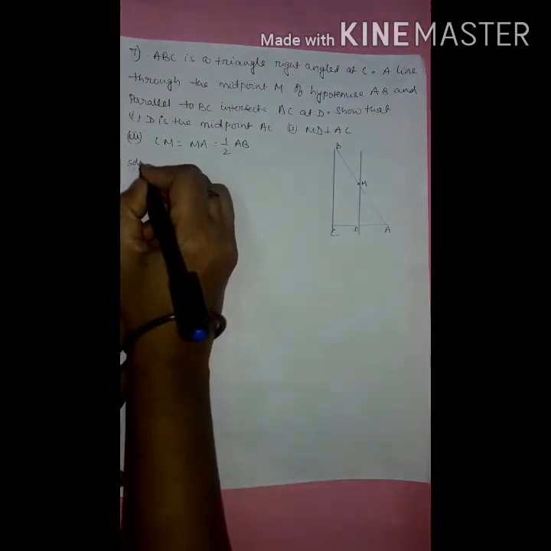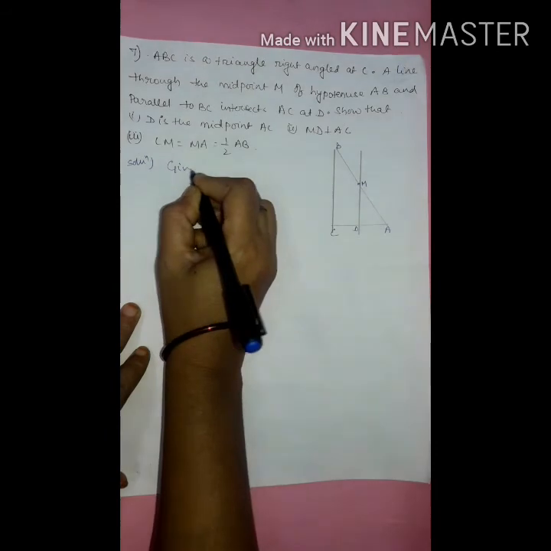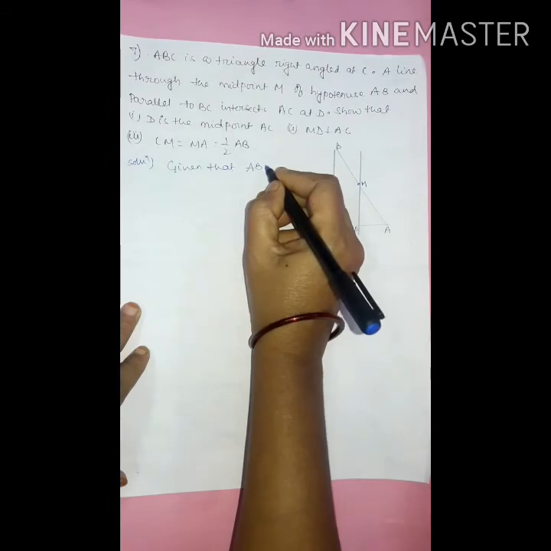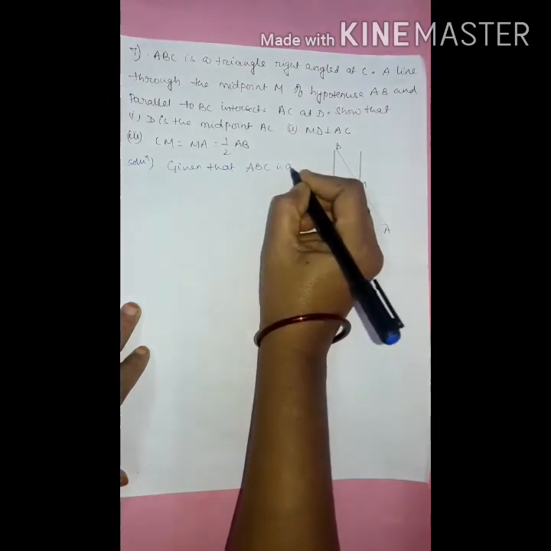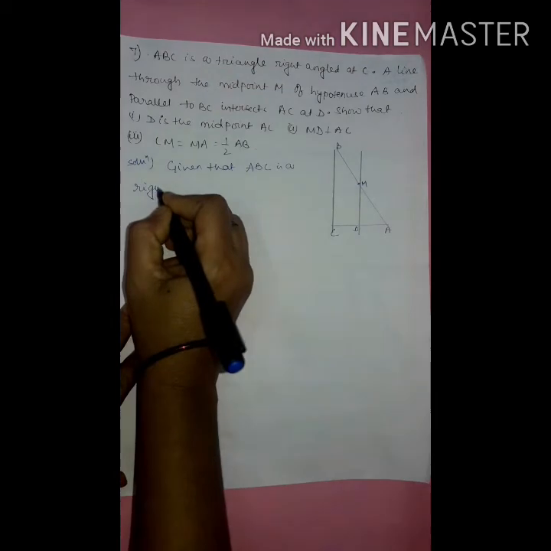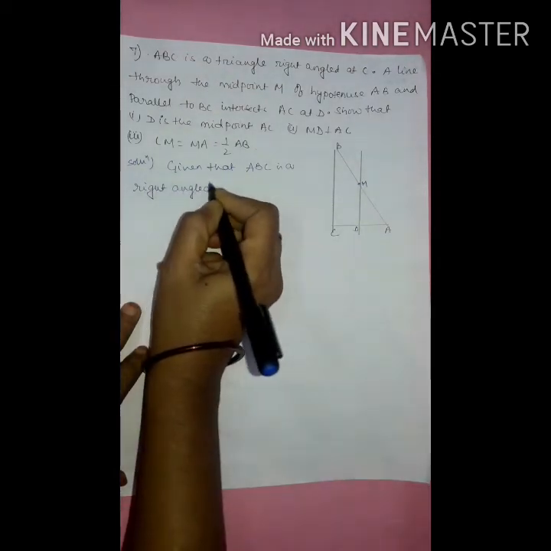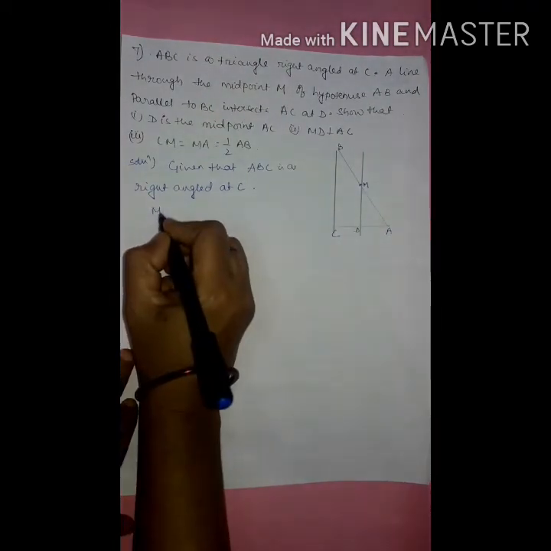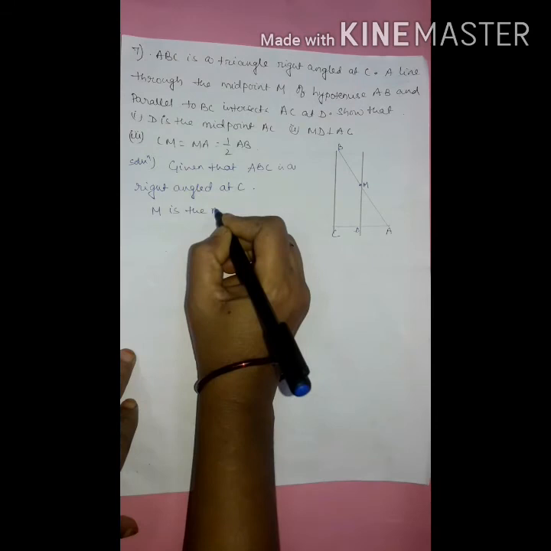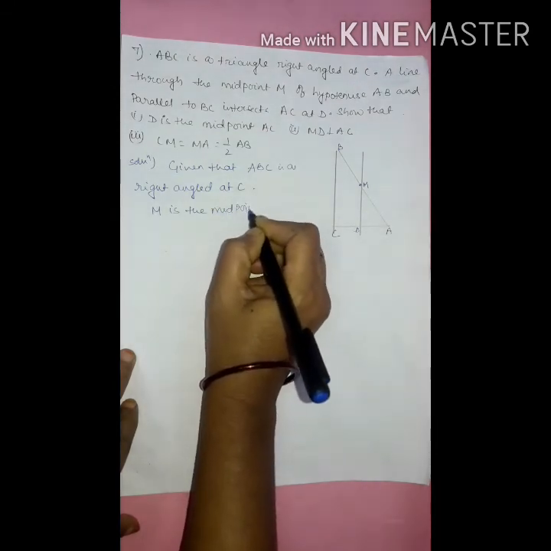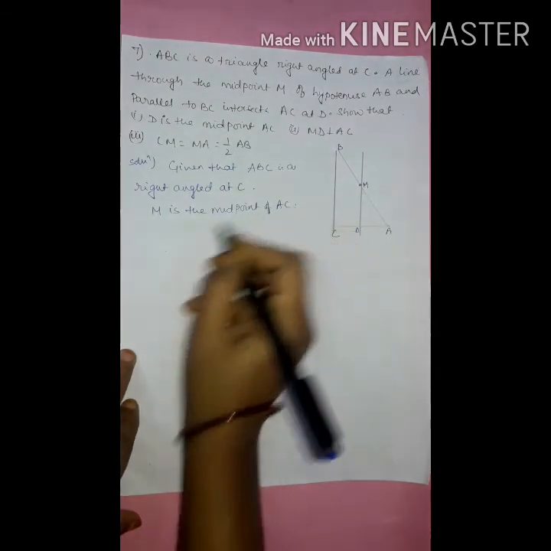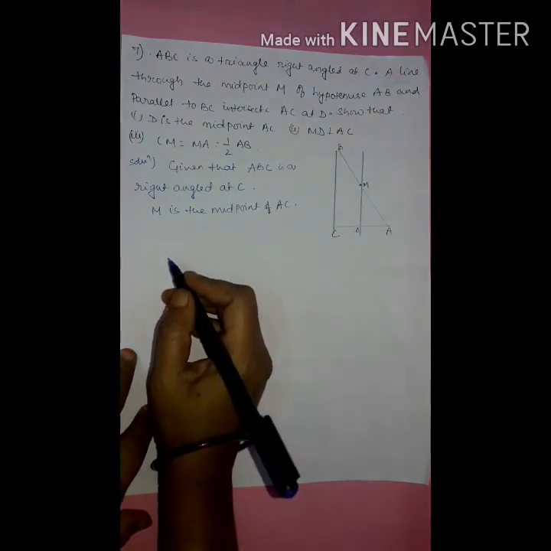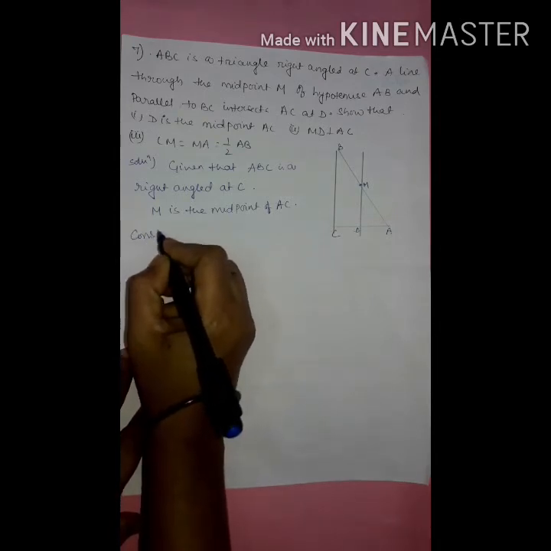So solution, given that ABC is a right angled triangle at C. M is the midpoint of AB. So next, what else we need to prove? That construction.